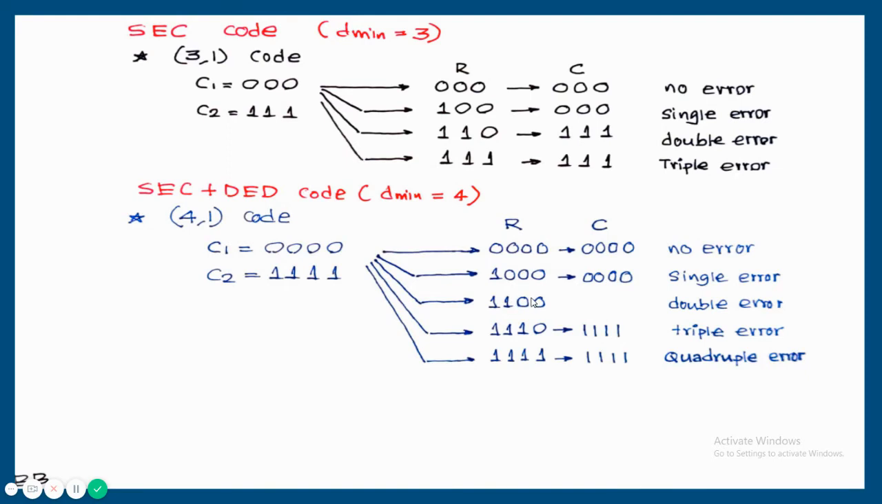It is not close to just one valid code. It is close to C1 and C2. So in this case, the receiver can decide the correction should not be done. That is the meaning of double error detection. So here the receiver is doing only detection, not doing correction. This situation is written here: single error correction and double error detection.